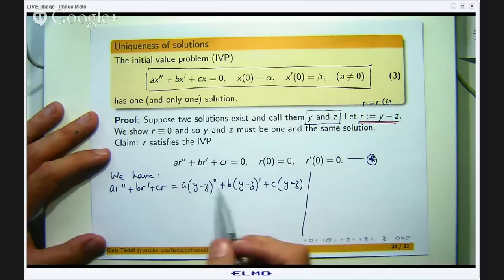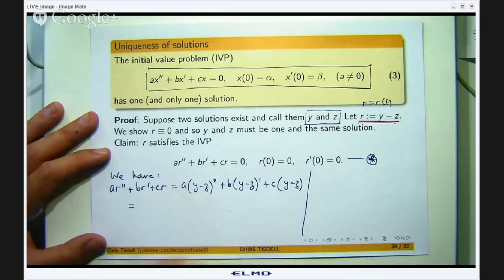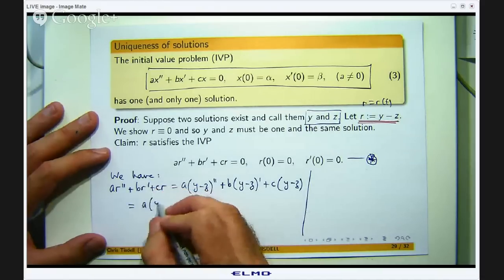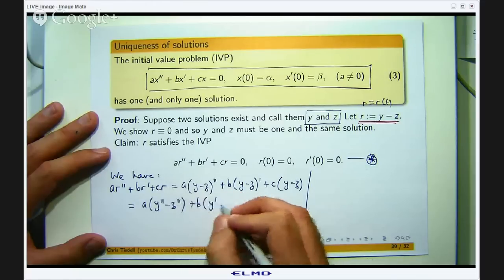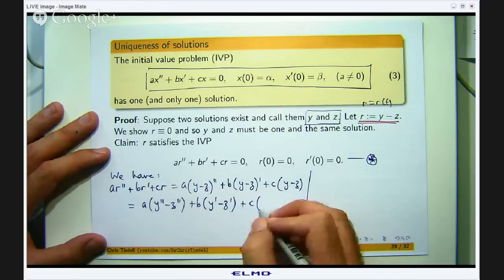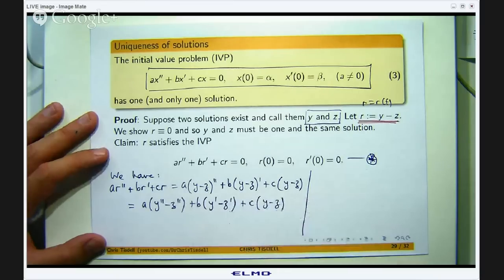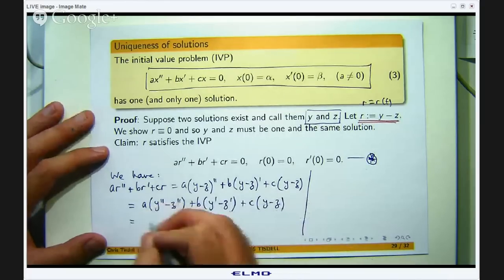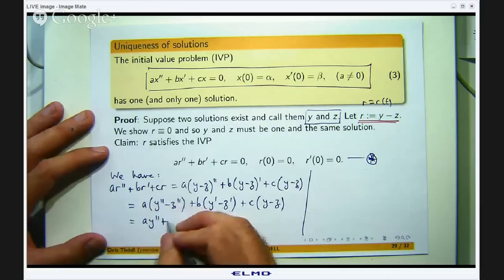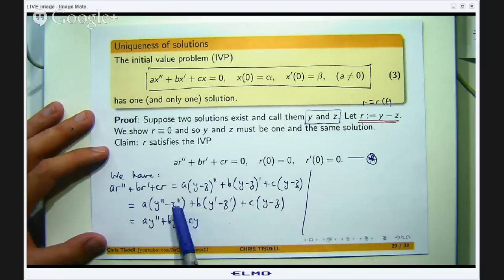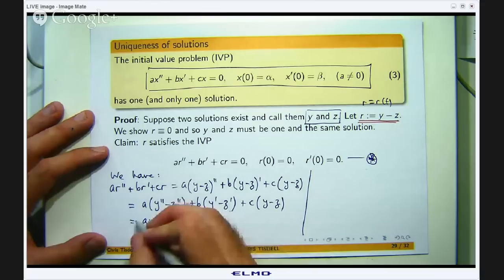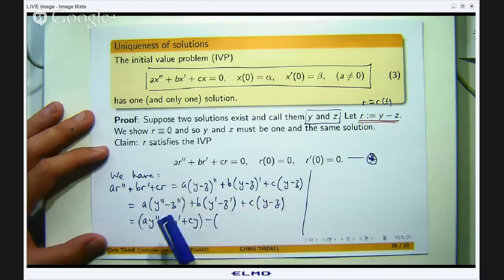Well, if I expand these brackets, remembering that the derivative is a linear operator, then I have the following. Now if I team up the y double prime with the y prime and the y, I'll get the following. And if I team up the z double prime with the z prime and the z, then I'll also get the following. I can take a common minus sign out the front.